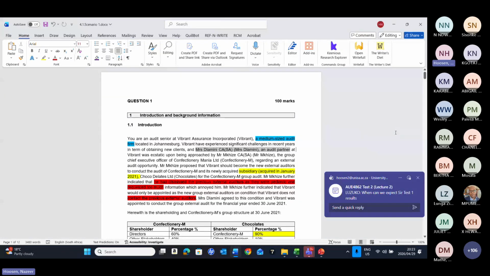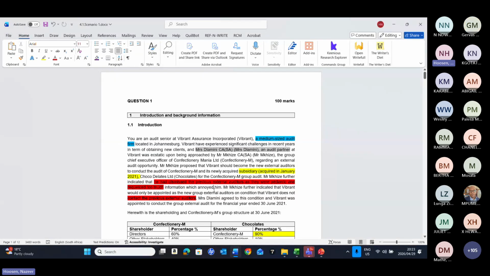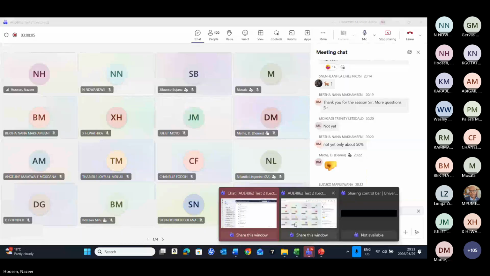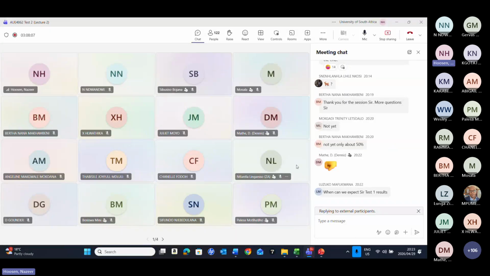I think there's a question on when the marks for test one will be released. I think the conclusion of test one is being finalized for the marking process, and then marks would follow probably shortly thereafter.